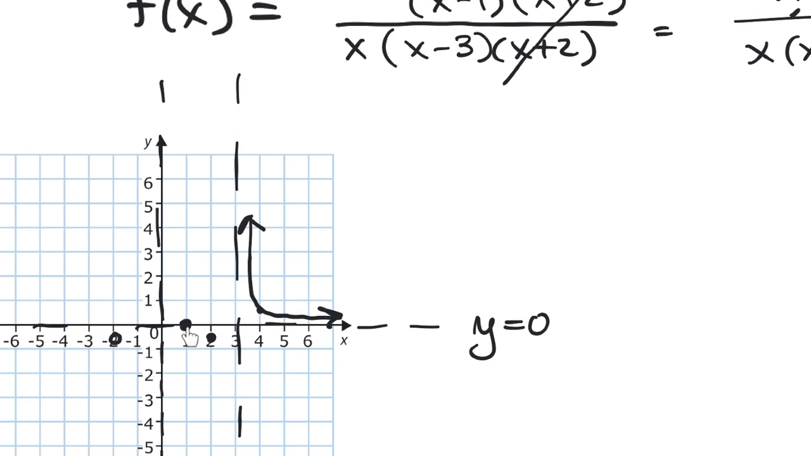What's the safest way to do this? What if we plugged in 0.5? And here's an easy way to do this. It really doesn't matter what the value is. All that matters is whether it's positive or negative. That's really what's important at this point.